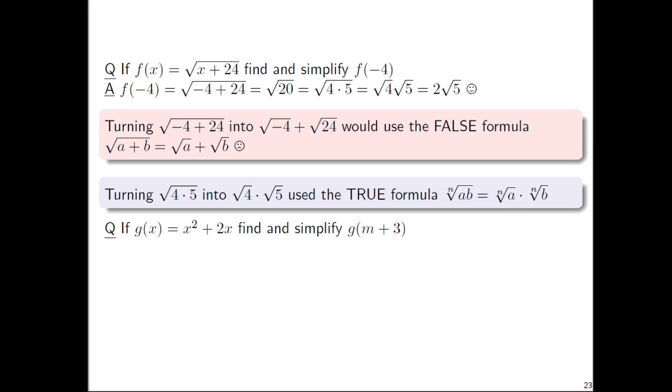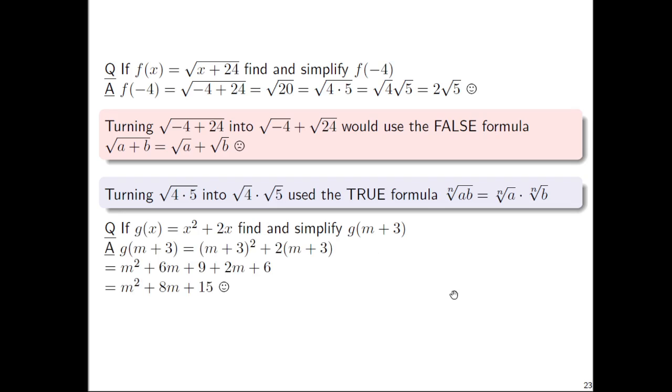Let's try another question. Something a little different. If g of x equals x squared plus 2x, let's find and simplify g of n plus 3. Now don't distribute the g here. The g is a function, so this is a process, and now the input is n plus 3. All we do is write g of x equals x squared plus 2x, except every time we see an x, we replace x with n plus 3. That's all that's going to happen here, right? So g of n plus 3 equals quantity n plus 3 squared plus 2 times quantity n plus 3.